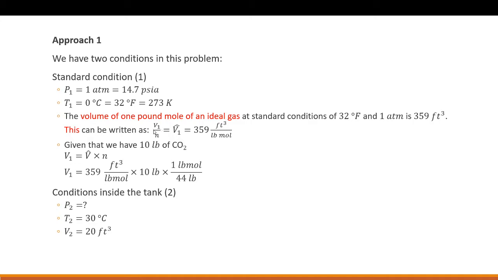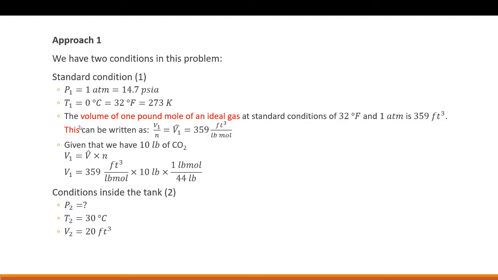So we have two approaches to this problem. The first one, we first identify the standard condition, which we term as 1. At standard condition, our pressure will always be 1 atm and temperature will be 0 degrees Celsius. We shall convert it to 14.7 psia and 273 Kelvin.